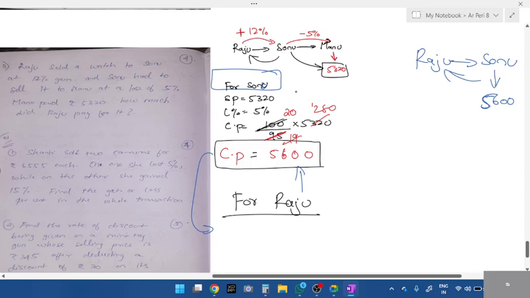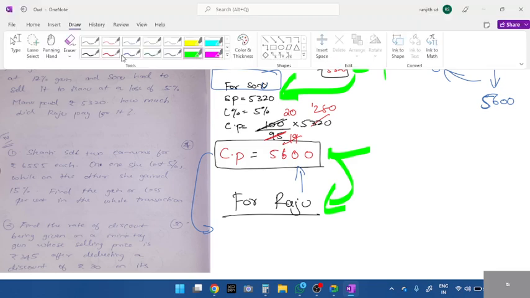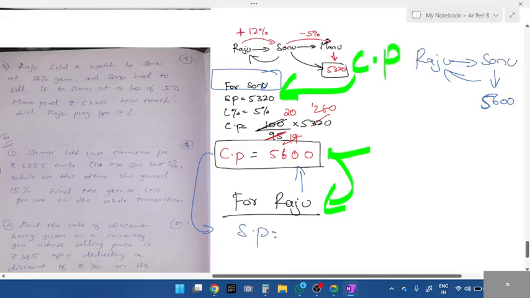See, I'll tell you the logic, students. What's the starting value we had? 5,320, right? So all of you will understand the logic. 5,320 is for Manu. For Manu, 5,320 is cost price. For the previous person, this cost price will be the selling price. Then we are calculating Sonu's cost price. If Sonu's cost price is 5,600, for Raju it will be the opposite. It will be the selling price, 5,600.